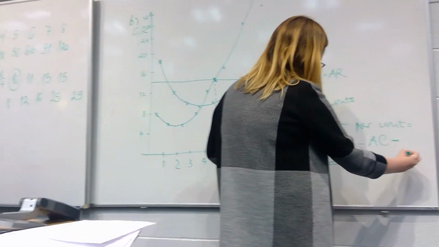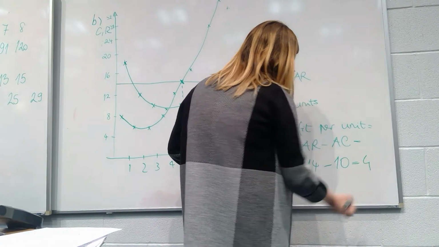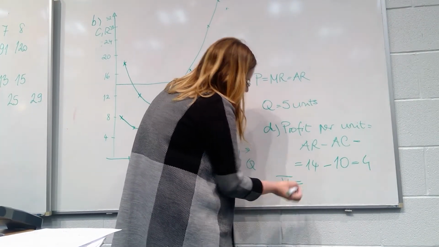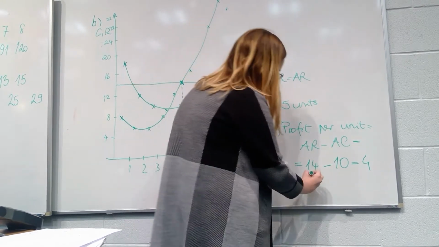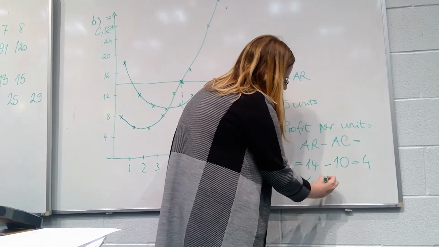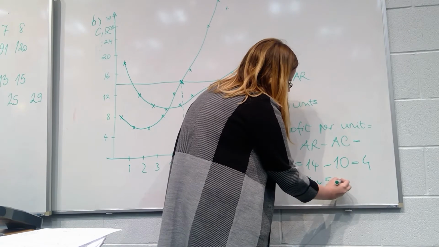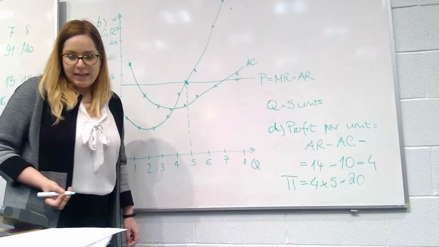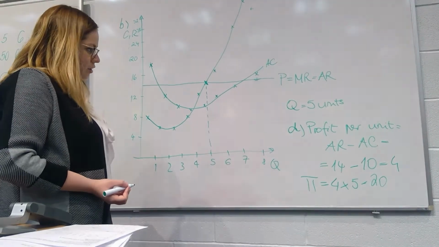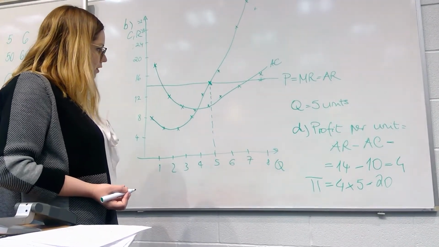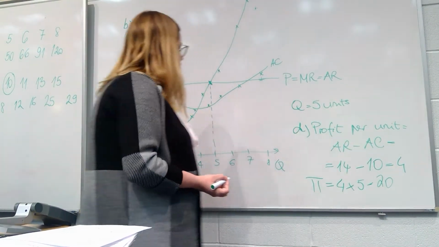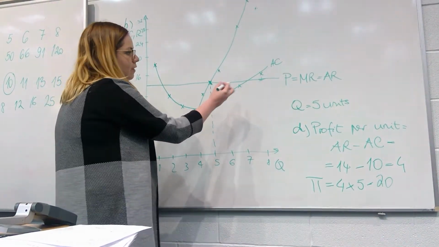So our profit per unit would be 4. Since we are producing 5 units, our total profit would be 4 times 5, which is equal to 20. We can also mark this on a chart. So we are looking at the difference between average revenue and average cost at the output of 5.